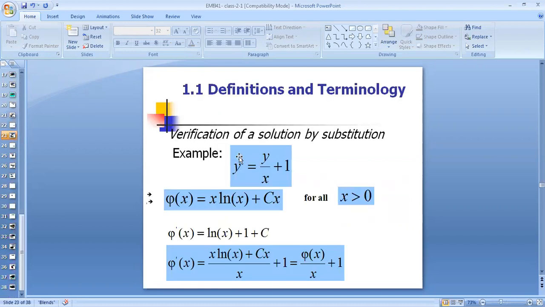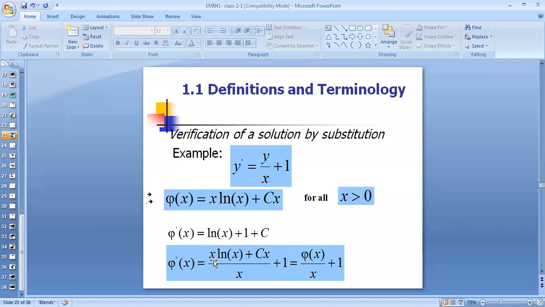Now we can verify another solution by the substitution method. We have y dash equals y by x plus 1, with solution x ln x plus cx for all values of x greater than 0. Taking the differentiation, we get x times d/dx of ln x plus ln x times d/dx of x. That means we get ln x plus 1 plus c, and the constant c remains after differentiation.